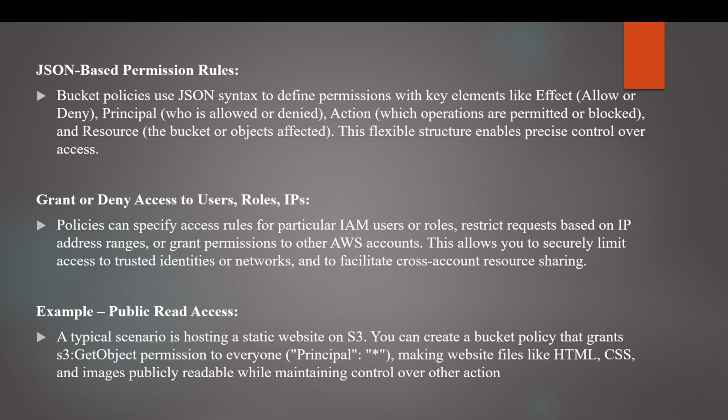Grant or deny access to users, roles, and IPs. Policies can specify access rules for particular IAM users or roles, restrict requests based on IP address ranges, or grant permissions to other AWS accounts. This allows you to securely limit access to trusted identities or networks, and to facilitate cross-account resource sharing.